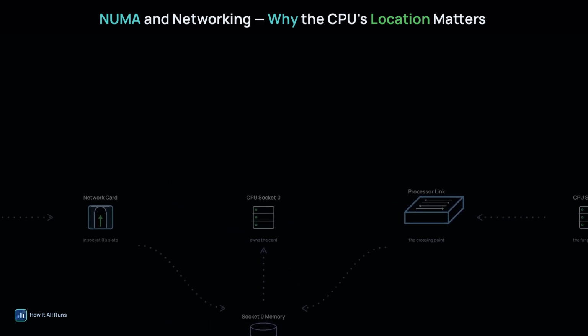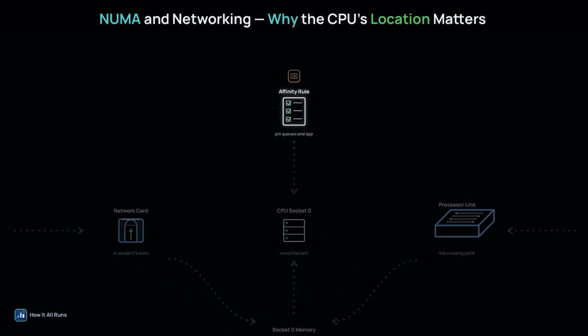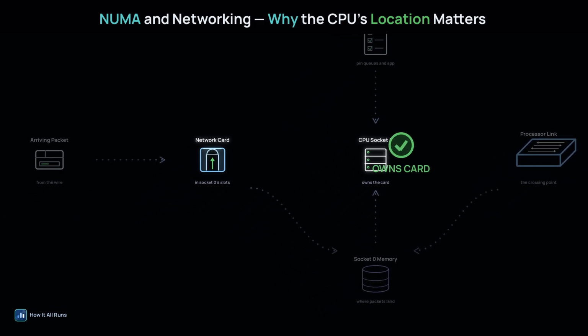Finally, the lever you actually control, an affinity rule. It is simply a decision about placement, telling the card's queues and the application threads which processor to live on. One setting and the whole picture changes. The tension is this: nothing stops the operating system from running your packet processing thread on the far processor. When that happens, every packet takes a detour, and the cost only becomes visible when the server is actually busy.